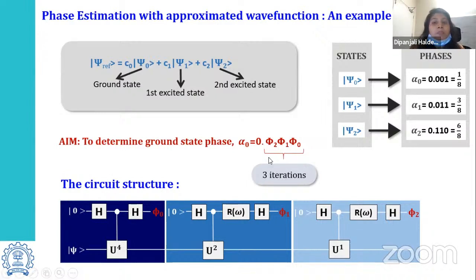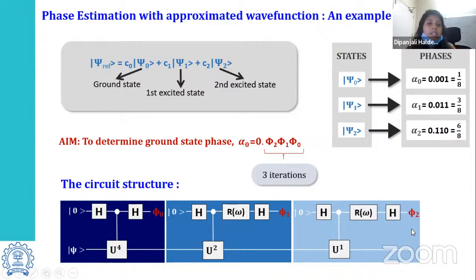So the length of beats that we'll be able to measure is 3. How this algorithm works is that first, the least significant beat is estimated, and then the second least significant beat is estimated, and so on and so forth. And at the end, we measure the most significant beat, phi 2.